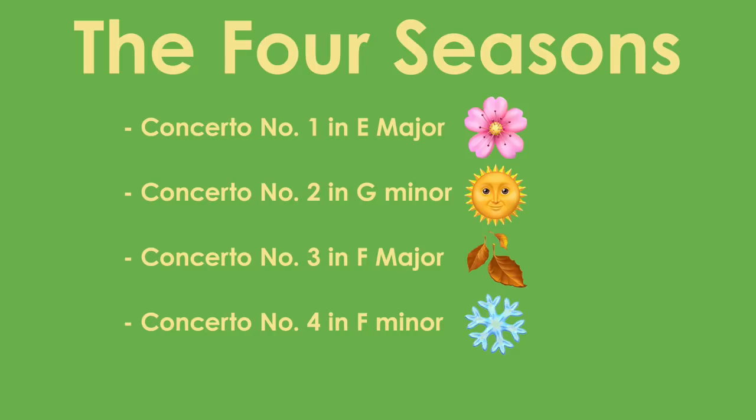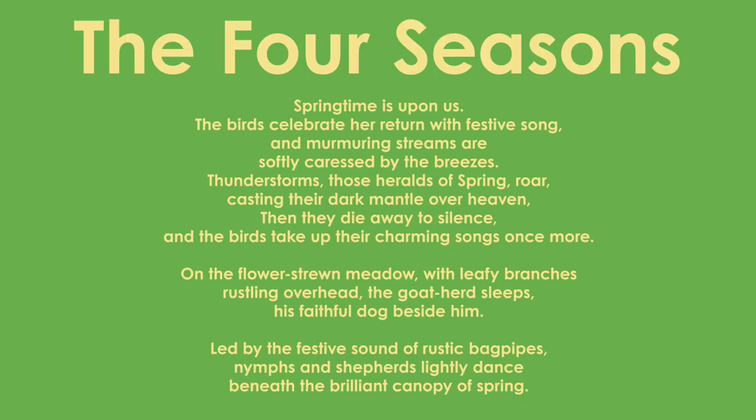The text of the sonnet for Spring goes something like this. Springtime is upon us. The birds celebrate her return with festive song, and murmuring streams are softly caressed by the breezes. Thunderstorms, those heralds of spring, roar, casting their dark mantle over heaven. Then they die away to silence, and the birds take up their charming songs once more.